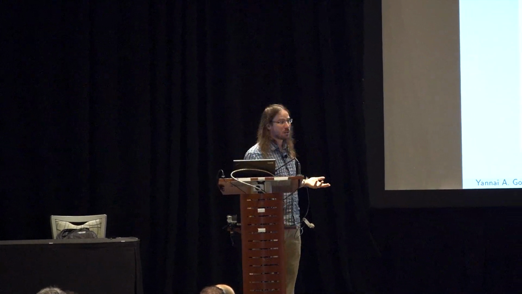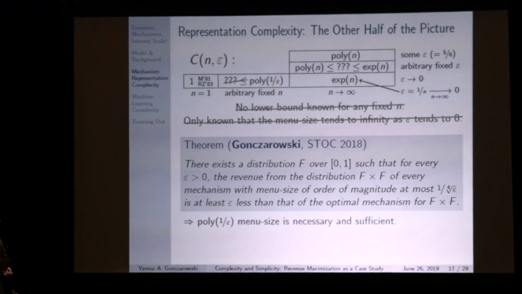Only thing that was known is little omega of 1. So the next result I'm going to tell you about, this is from a paper of mine in STOC '18, is a matching polynomial lower bound up to polynomial factors.